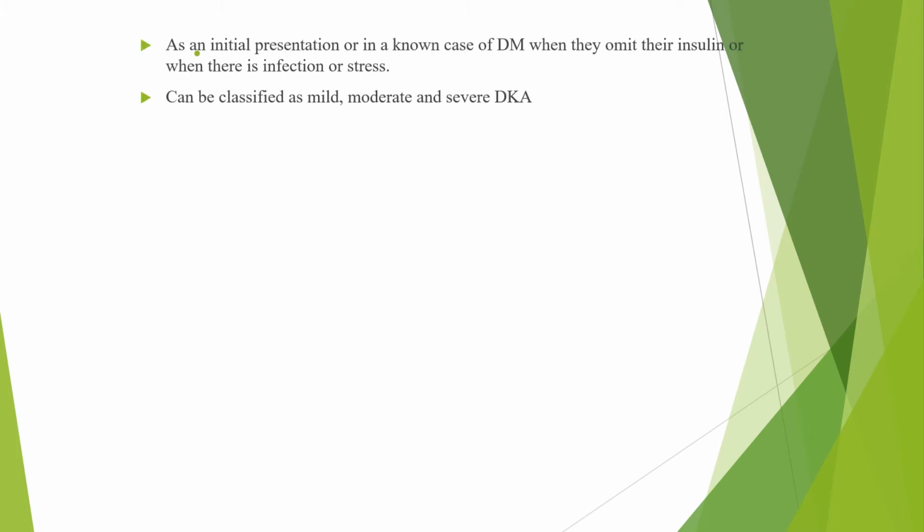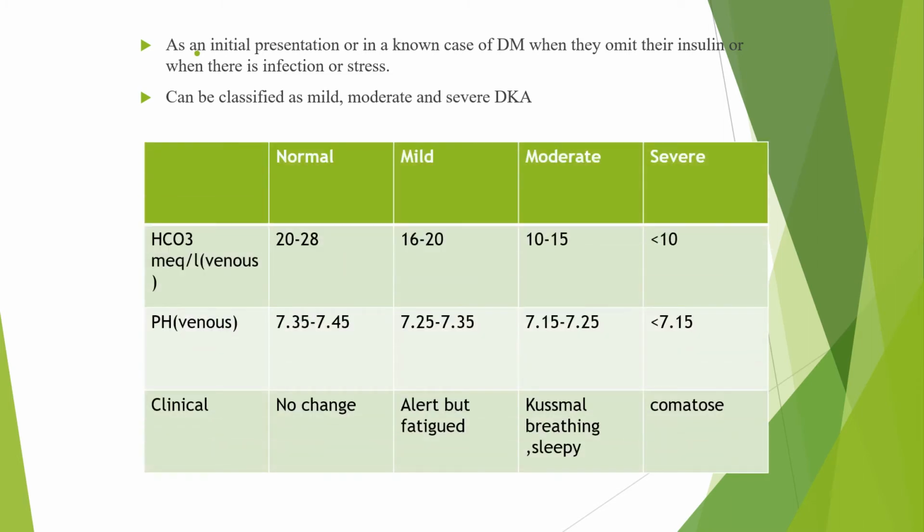As an initial presentation, or in a known case of DM when they omit insulin or when there is infection or stress. So, a child with type 1 diabetes can present with DKA, one from the outset at presentation, or second in a known case of DM when they omit insulin or when there is an infection or stress. And we can classify this DKA as mild, moderate, and severe DKA.